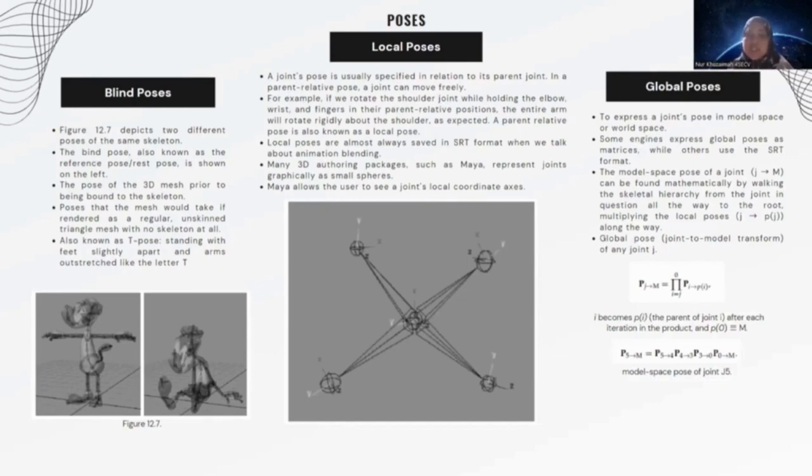Local poses are almost always saved in SRT format when we talk about animation. For example, Maya or a 3D package represents a joint graphically as a small sphere. So here is the image where Maya allows the user to see a joint's local coordinate axes.